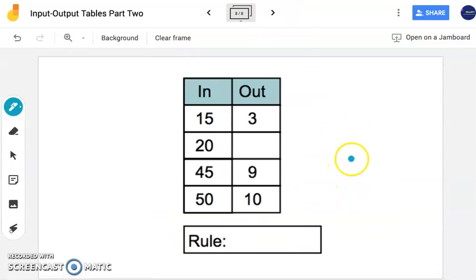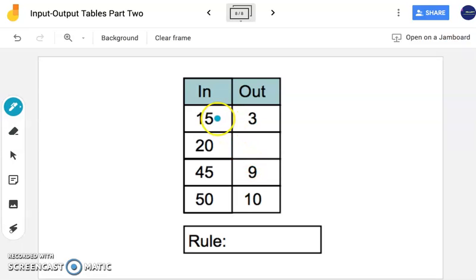Now this question here, we need to figure out the rule, and once we figure out that rule, it will help us find that missing piece in our table. So I notice my first value here, I have 15, and then my output is 3. So it's getting smaller, so that means multiplying and addition are not going to be valid here, but I could do division or subtraction. So if I do 15 minus 12, that does get me 3. But if I do 45 minus 12, that doesn't get me 9.